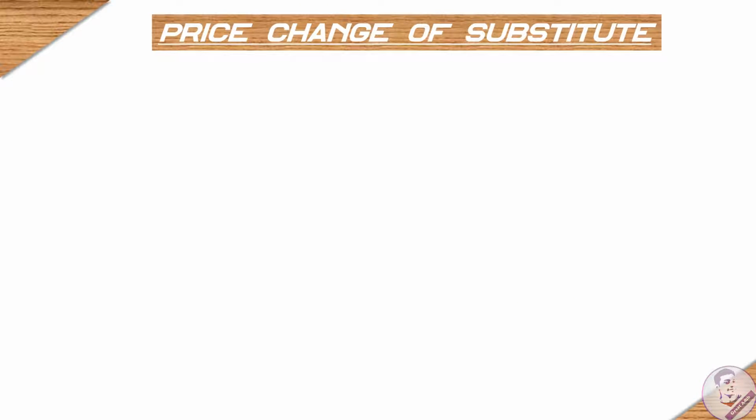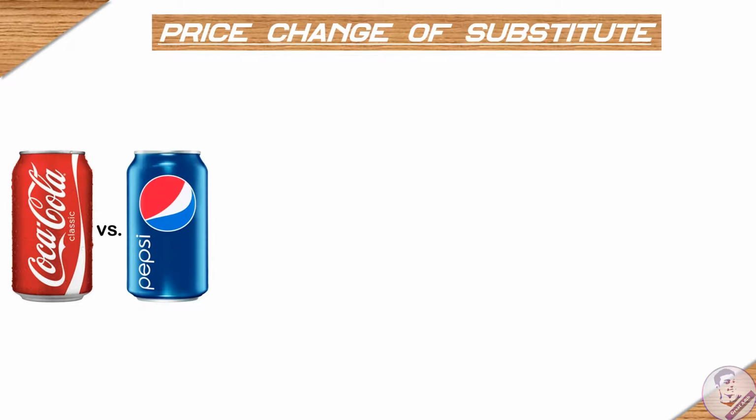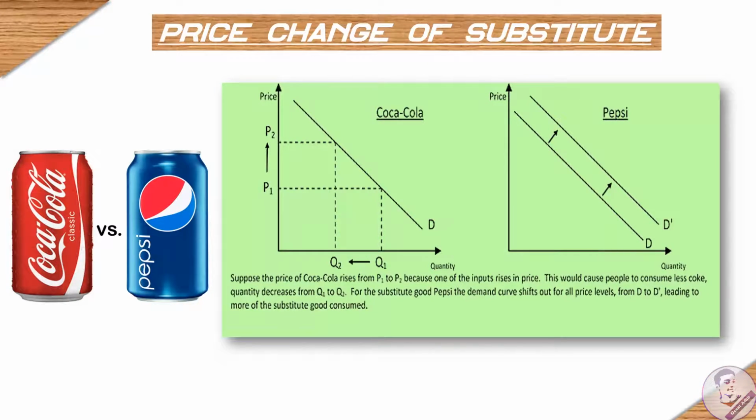So let's come to the next point, which is price change of substitute. Substitute products are, suppose, Coca-Cola and Pepsi. Okay, there are two products. So if the Coca-Cola's price increased, people will buy less. People will buy Pepsi more. So that particular graph of Pepsi will be increased from D to D prime, as you can see in the right graph. And the price of the Coca-Cola is increased, so its demand will be decreased. So there is a substitute difference in demand.